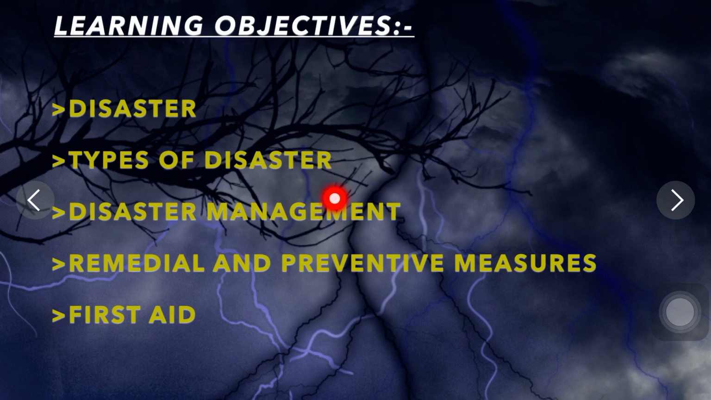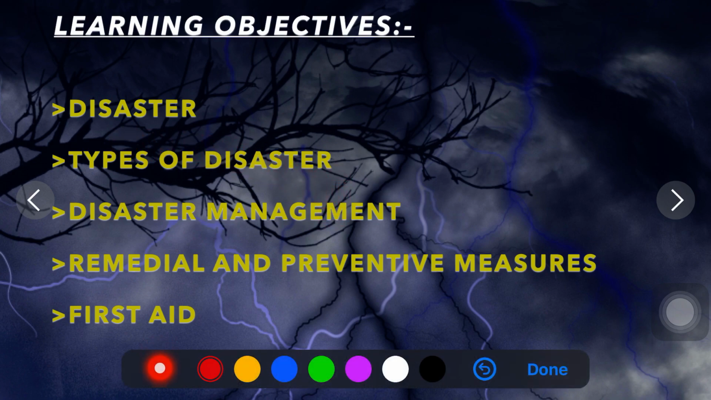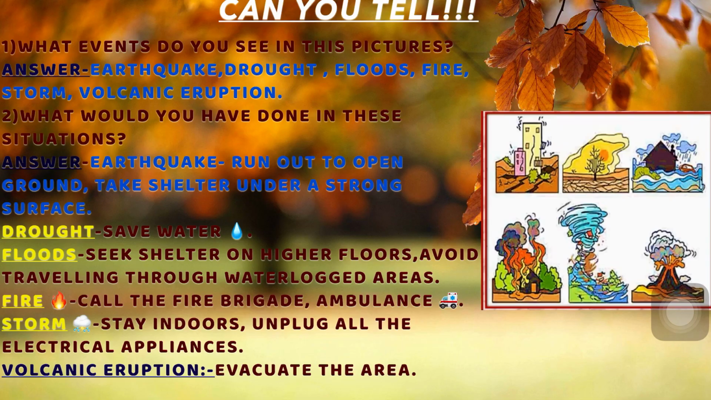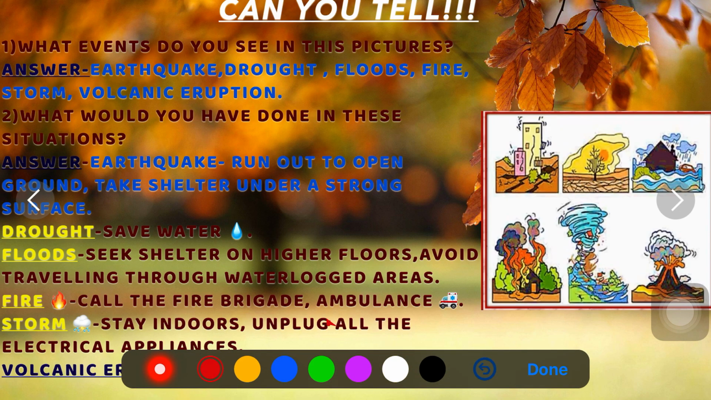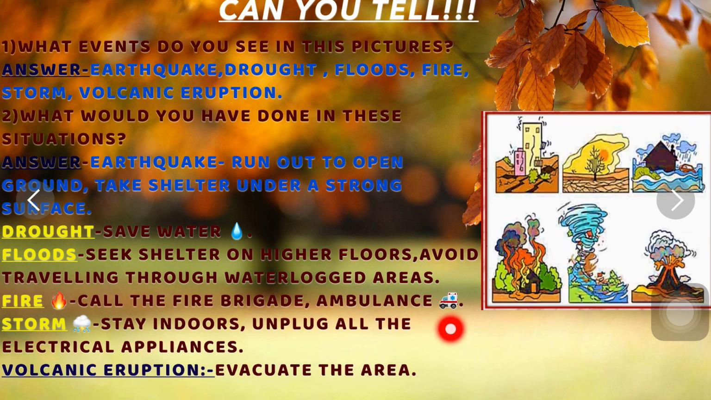Students, in this module you are going to learn about disaster, types of disaster, and disaster management. Students, let's recall what you already learned in your previous standard, that is 6th standard. Have a look at this picture which is given in your textbook on page number 26. Students, what events do you see in these pictures?